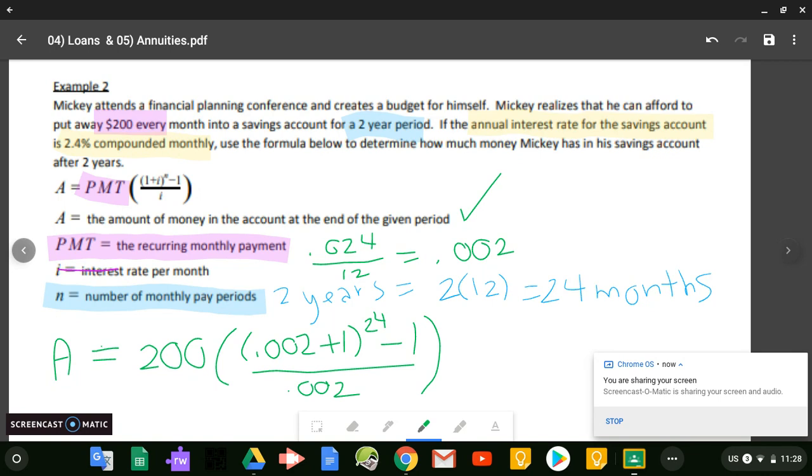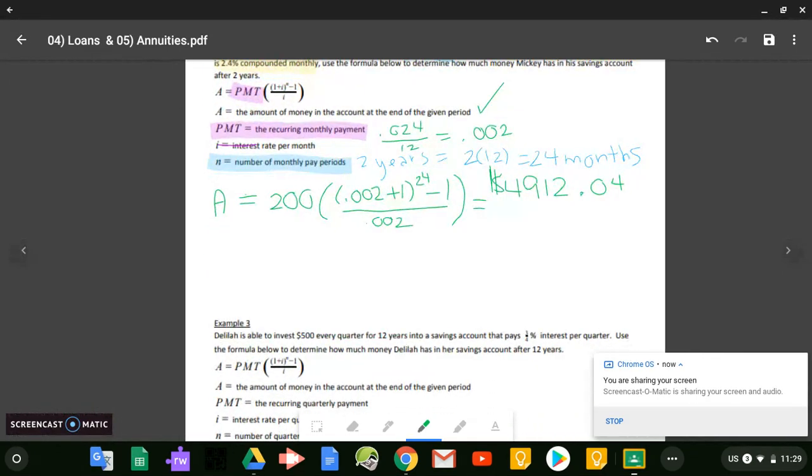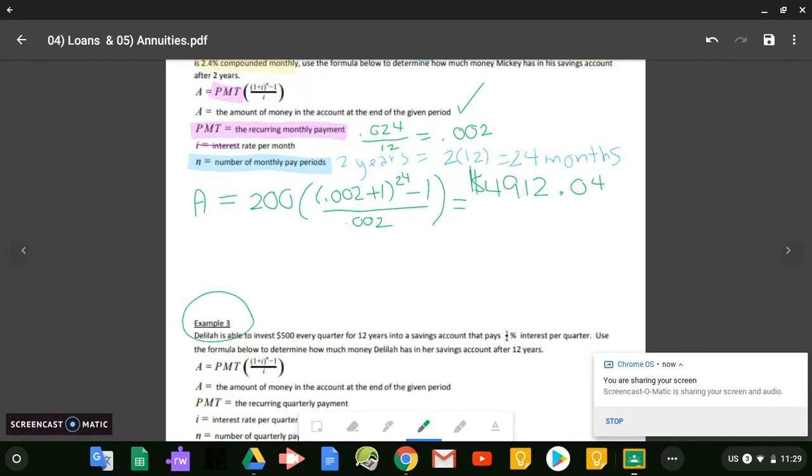Now you guys can throw this whole thing in your calculator in one shot, or you could do it piece by piece. Always be sure that you're substituting in exactly as they tell you to. And then we put that in our calculator. Because they don't give us rounding instructions, we're just going to round to the nearest cent since it's money. So it's going to be $4,912.04. So I'd like you to put a circle around example 3. That's going to be your homework problem you do tonight.